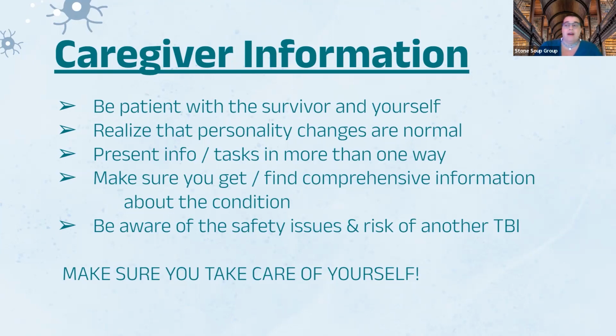Be aware of the safety issues when you have a traumatic brain injury, because once you've had one, you're at a much higher risk of getting more. And those can compound symptoms from the first one or the second one or the third one. And make sure, no matter what, that you take care of yourself, whether you're the survivor or the caregiver, the family member, the friend. Network with others and make sure that you have a support system as well.